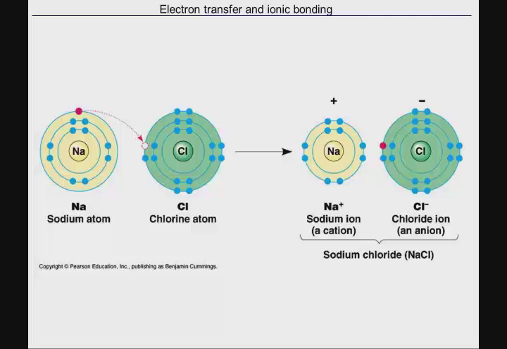So two positives will push away from each other. It's like when you take a magnet and push the two north ends towards each other, you feel the repulsion. Yet the north end and the south end stick together. They're attracted to each other. It's basically the same force.